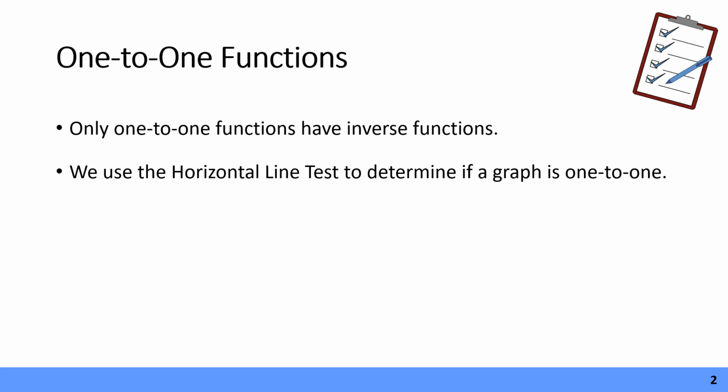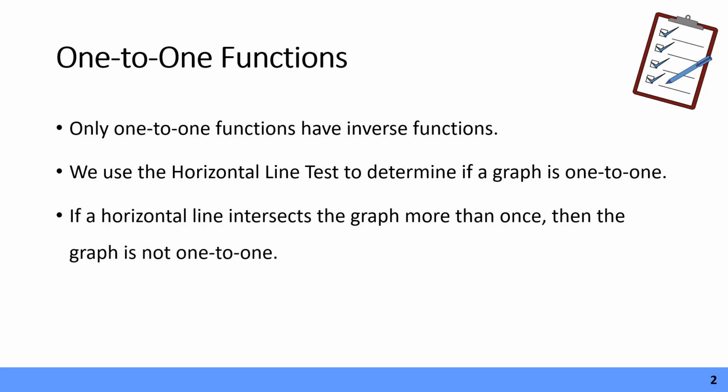In order to figure out if a graph is one-to-one, we do what is called a horizontal line test. In the previous lesson, we talked about the vertical line test, but we use that one to determine if something's a function or not. Once we determine that something's a function, then we're going to use the horizontal line test to determine if it's one-to-one. The way this is going to be done is we're going to create horizontal lines on a graph, and if a line intersects the graph more than once, then it's not one-to-one.